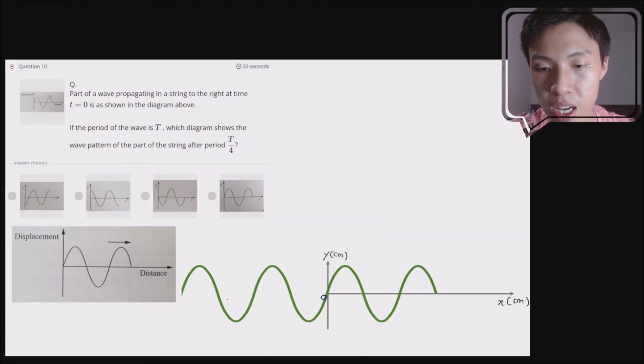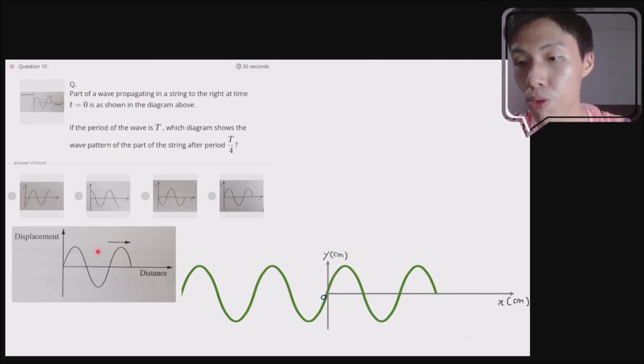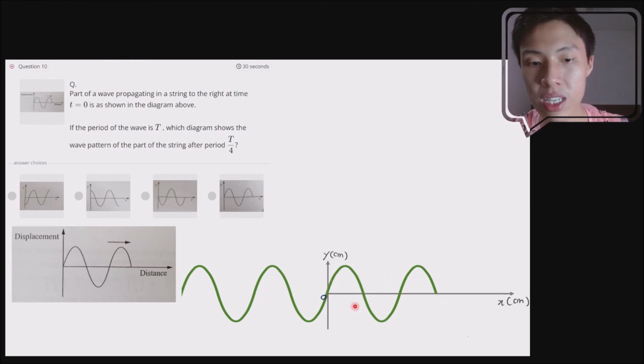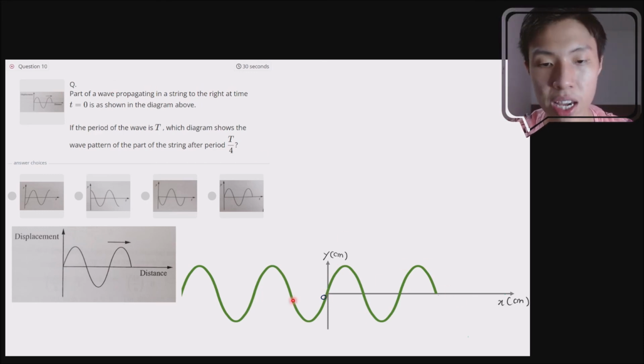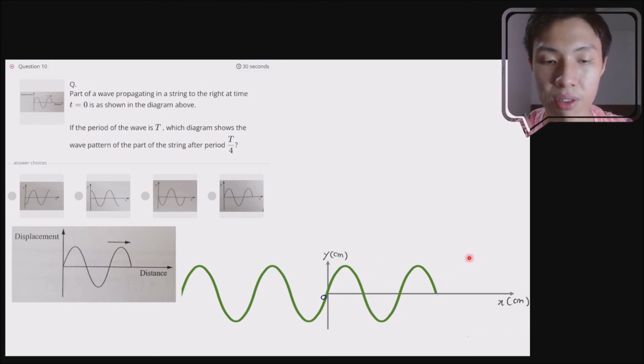Here I have drawn a wave. This part is what is being shown in the diagram. But we know this is only a portion of the string, right? Part of the wave. So you can think of it as there being more wave at the left and more wave at the right. But this is what is being shown in the diagram. So you know that the wave here will be propagating to the right.